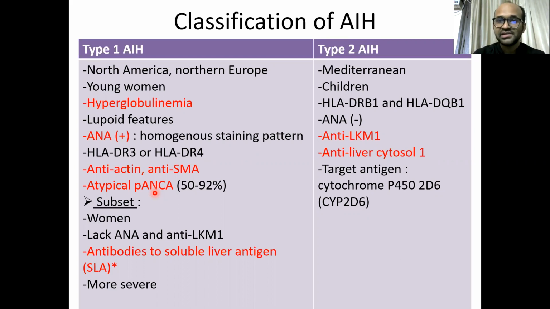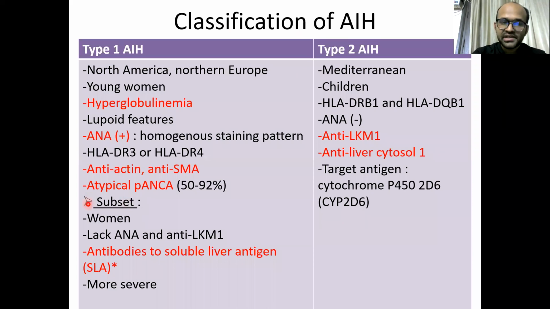It can be seen in primary sclerosing cholangitis, ulcerative colitis, Behçet's disease, and Cogan syndrome, right? So you have so many conditions where you can have atypical P-ANCA. Whenever you go for ANCA testing, you should always do it by ELISA, because doing it with immunofluorescence may not lead you to a definitive diagnosis.